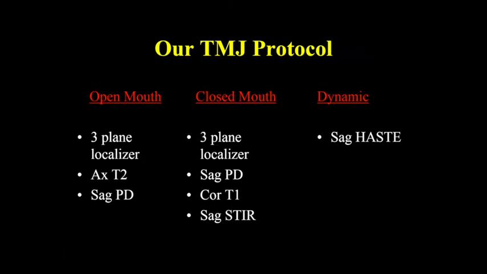Our TMJ imaging protocol: in the open mouth position, we acquire a 3-plane localizer, then axial T2 weighted images, and then sagittal proton density images. In the closed mouth position, we again get a 3-plane localizer, followed by sagittal proton density, coronal T1, and sagittal STIR imaging. Finally, we acquire dynamic images utilizing HASTE imaging.